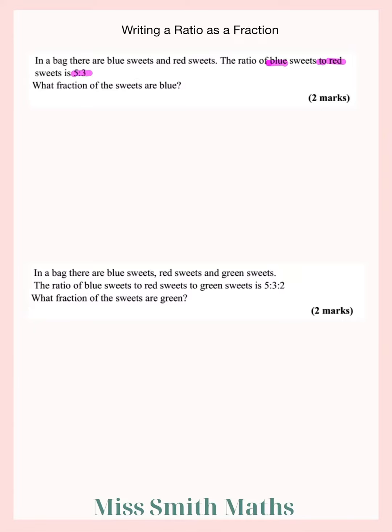So that's really important because when we're looking at that ratio 5:3, it's told us that blue comes first because it's blue to red. So blue and then red. It says what fraction of the sweets are blue. So we're looking at blue and we want to write that as a fraction. So if I just look at this ratio here, when I look at the blue, I've got 5 parts of blue.